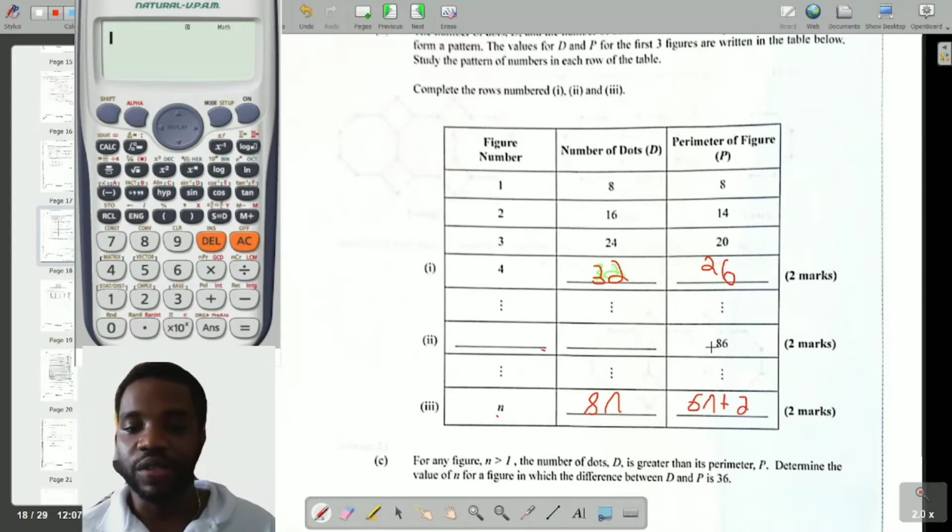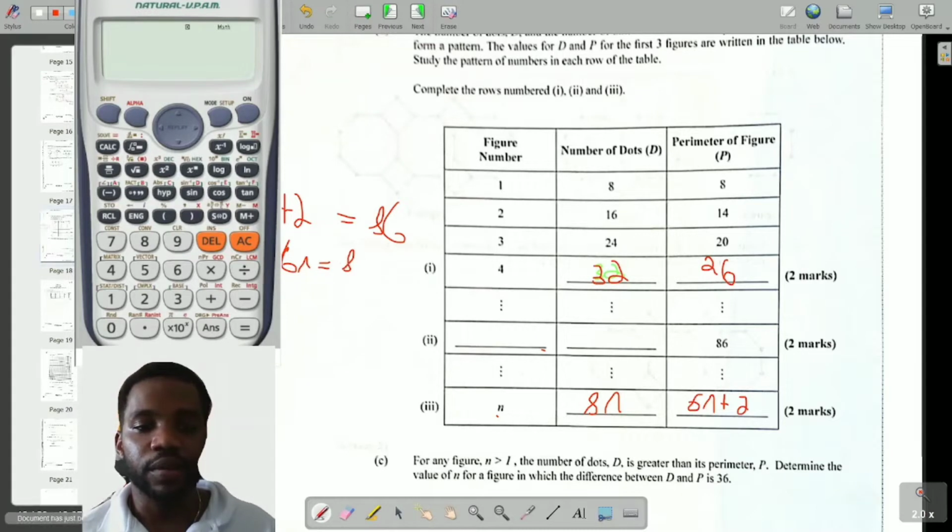Now, we can come to the middle one, where you have 86. Since you have a general formula for everything, you just simply need to equate the general formula, which is 6n plus 2, to my 86 value. And then we carry over the 2, so we have 6n equal 84, because we know that 86 minus 2 will give me 84. We divide both sides by 6.